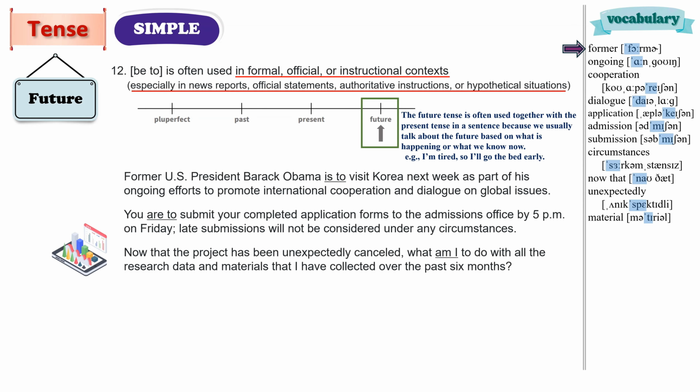Former U.S. President Barack Obama is to visit Korea next week as part of his ongoing efforts to promote international cooperation and dialogue on global issues. You are to submit your completed application forms to the admissions office by 5 p.m. on Friday. Late submissions will not be considered under any circumstances. Now that the project has been unexpectedly cancelled, what am I to do with all the research data and materials that I have collected over the past 6 months?